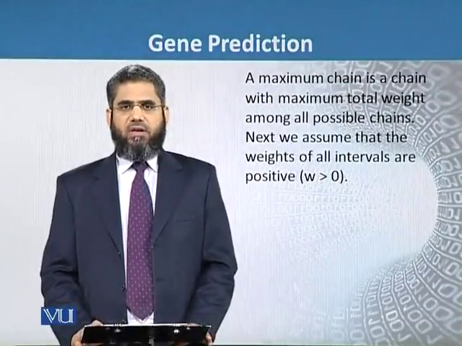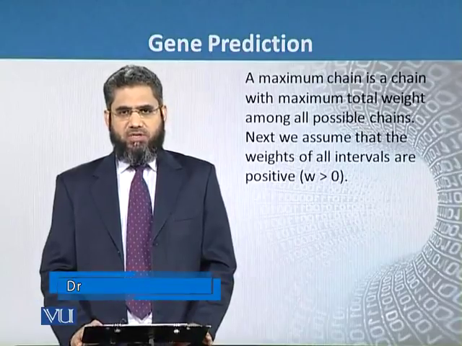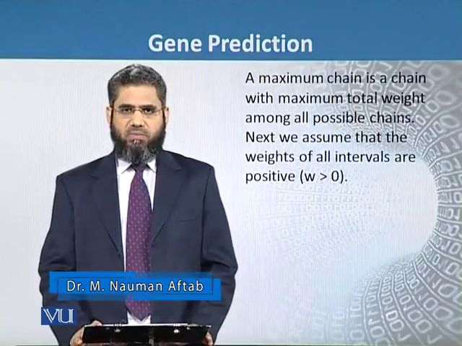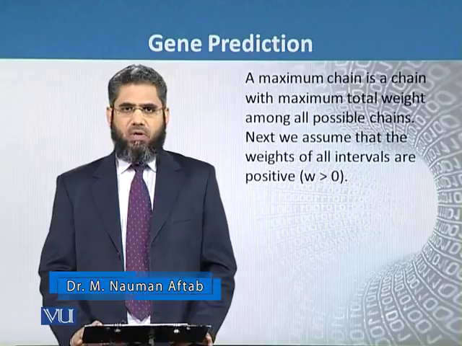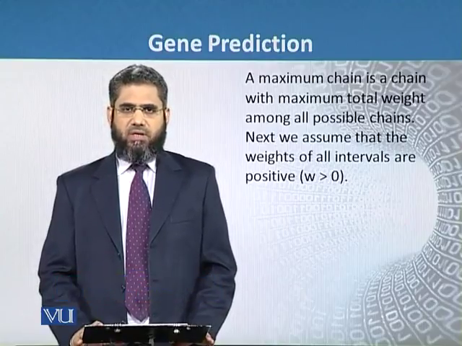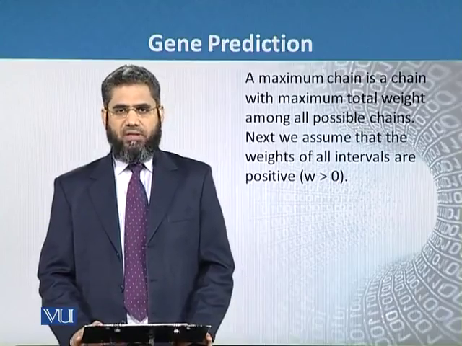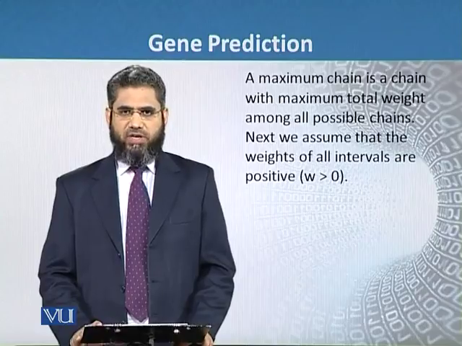We have studied earlier and we have seen that the maximum chain is a chain which has the maximum weight among all possible chains. And now we are assuming that the interval weights are positive, that is, the value W is greater than 0.